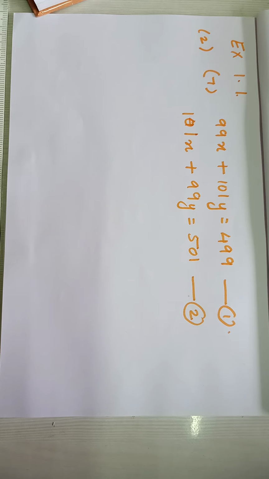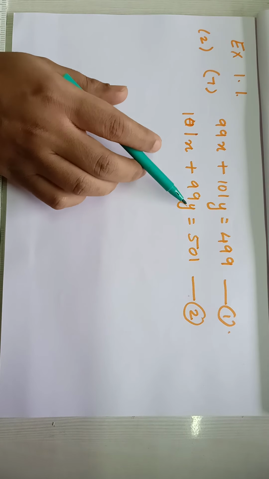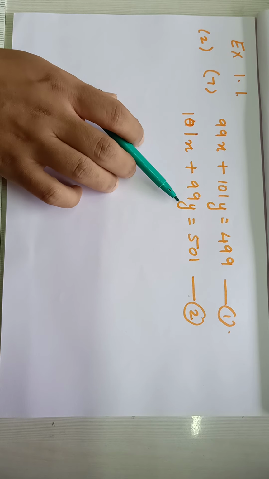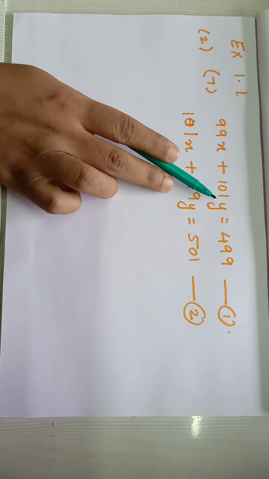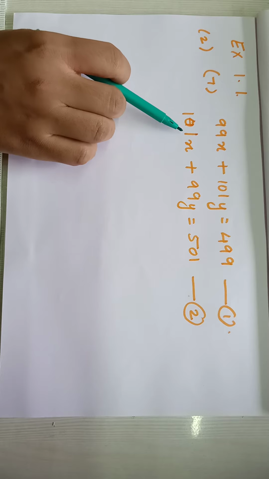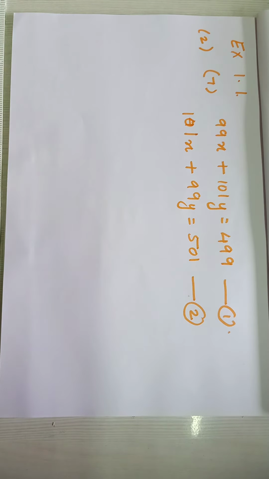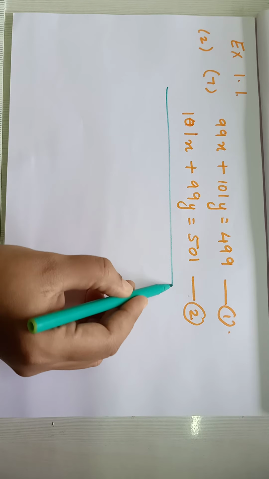Okay, this type of sum you can call a plus minus sum, because this is a different type of sum. If you observe, the coefficients of x and y are interchanged. The coefficient of x is 99, here the coefficient of y is 99, here the coefficient of y is 101, here the coefficient of x is 101. So these sums are solved in a particular manner. First we will add these two equations, then we will subtract these two equations. So let's start with adding these two equations.